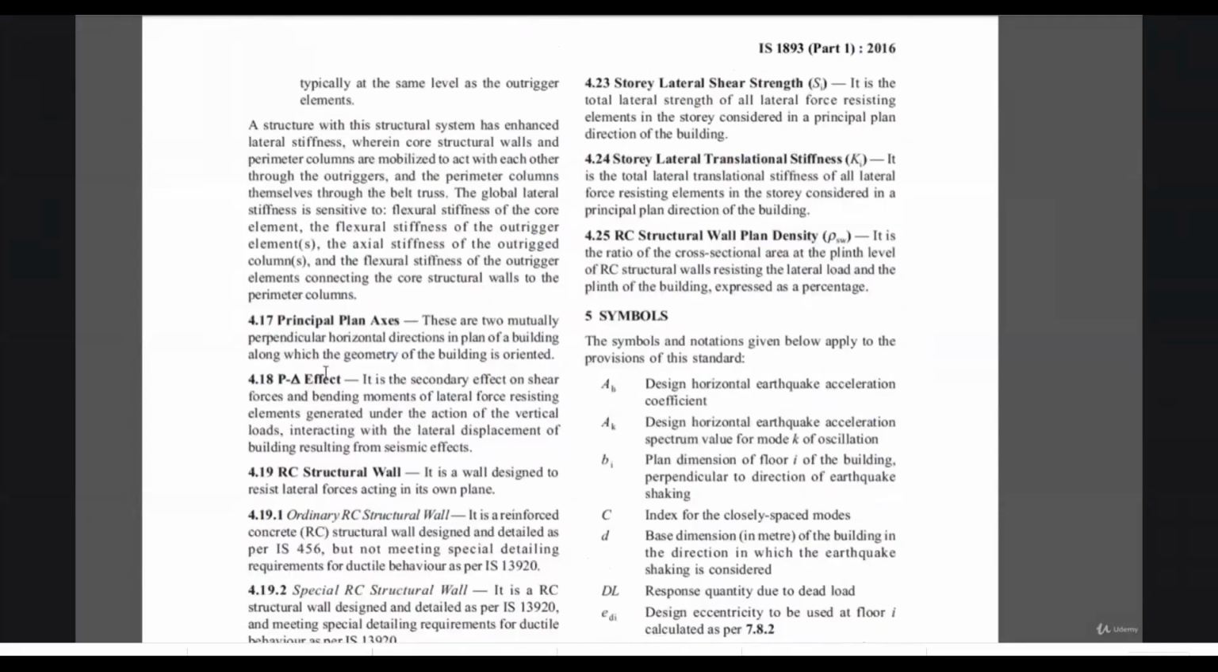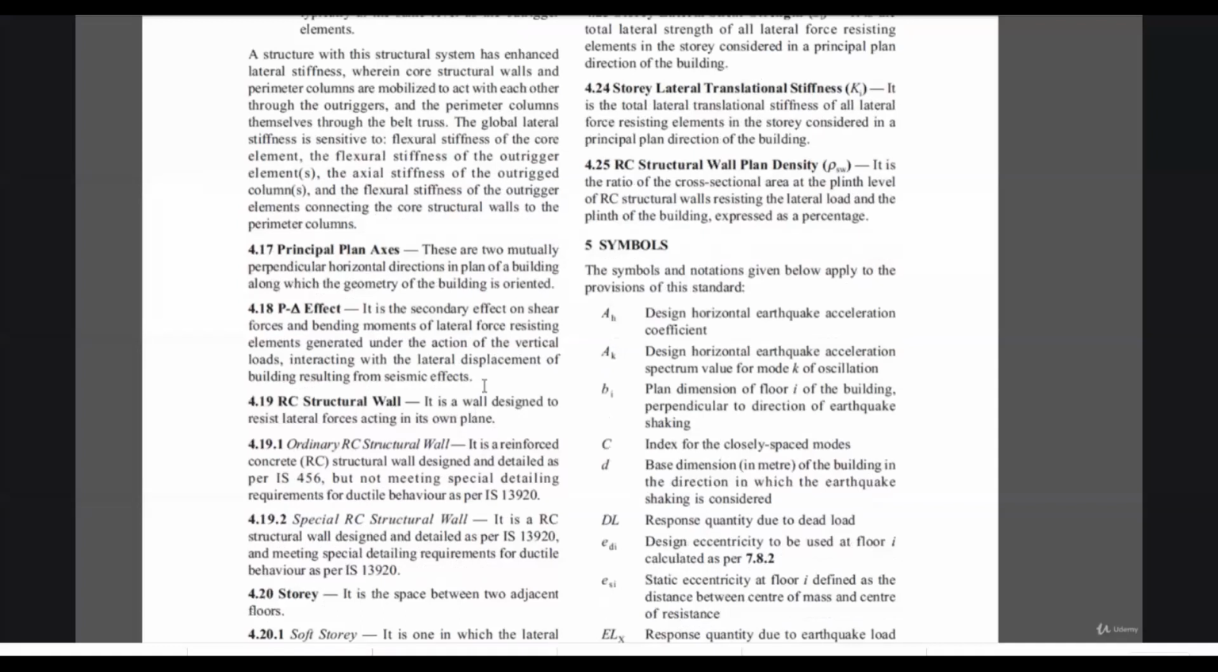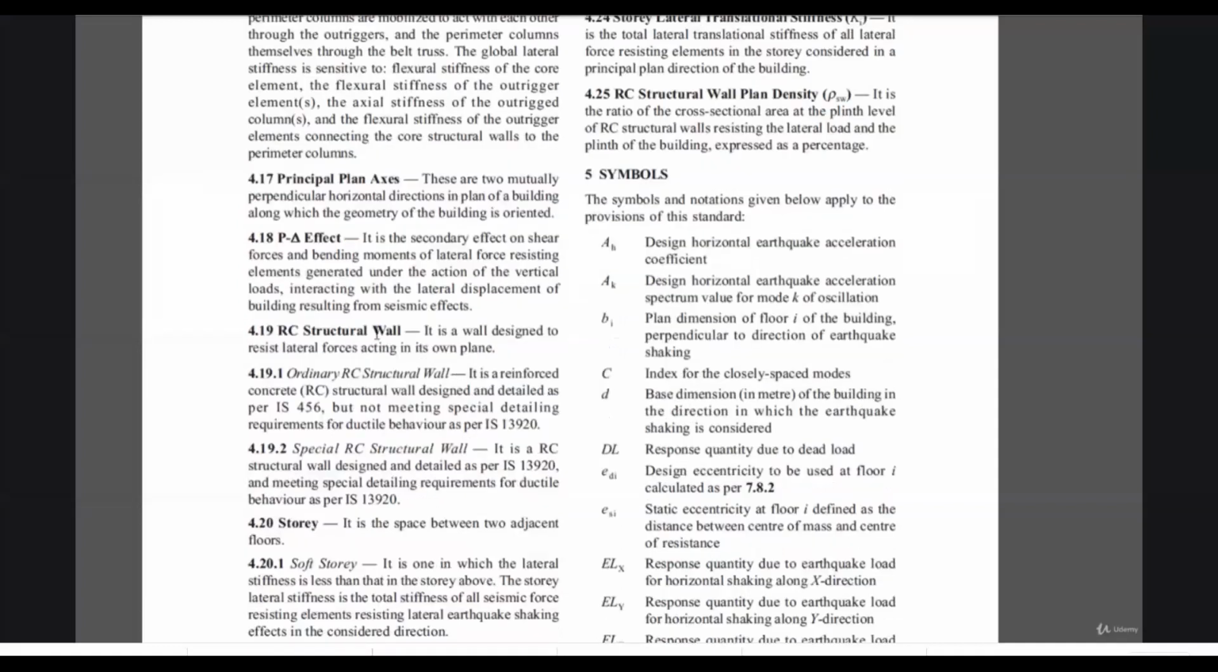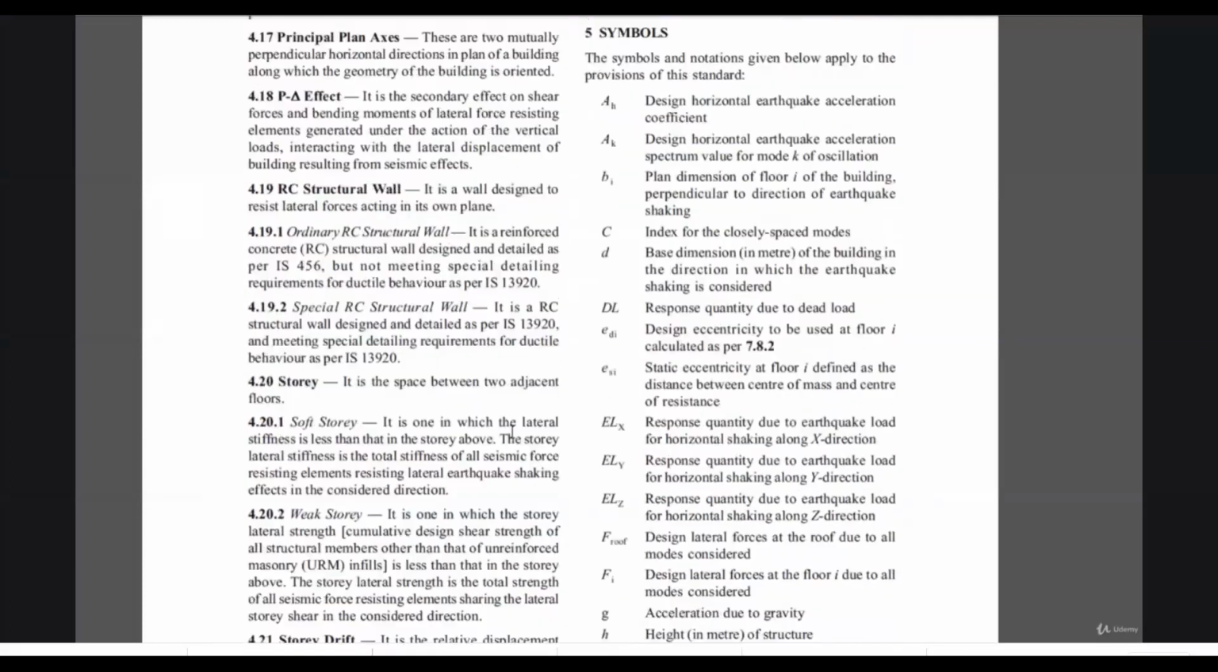After that, principal plan axis and P-delta effects. In our building, we need to consider P-delta effects. How we need to consider that, I will tell you later on. RCC structural walls: there are two types, ordinary RCC structural walls or special RCC structural walls. Ordinary RCC structural walls need not be designed as per IS 13920, that is the earthquake detailing standard, and special RCC structural walls have to be designed as per IS 13920.